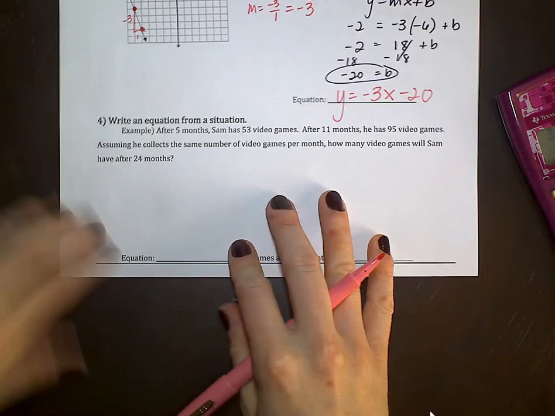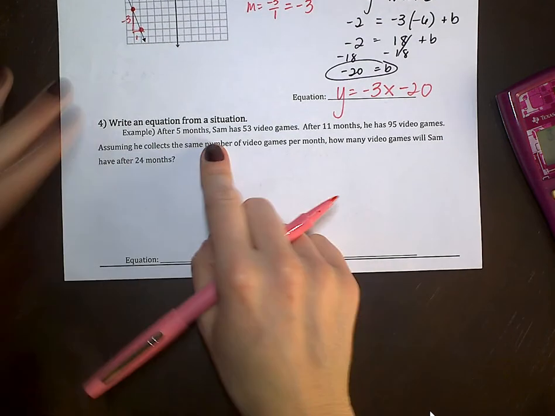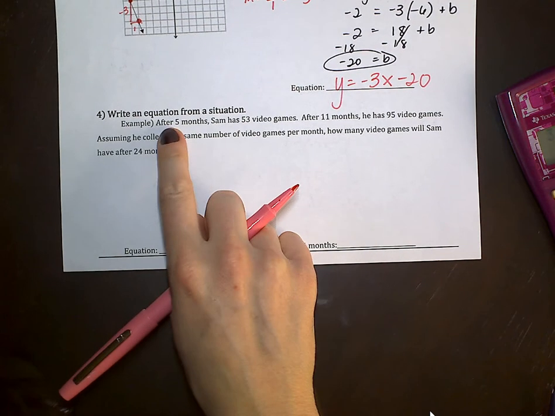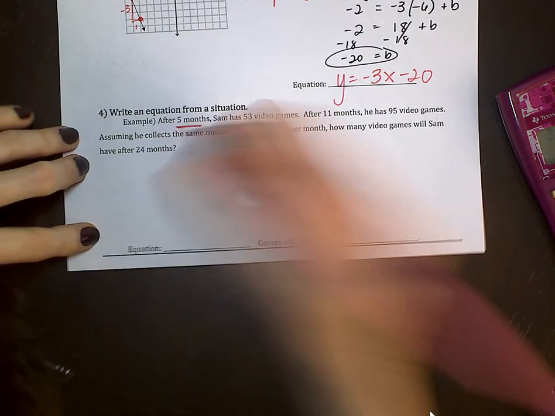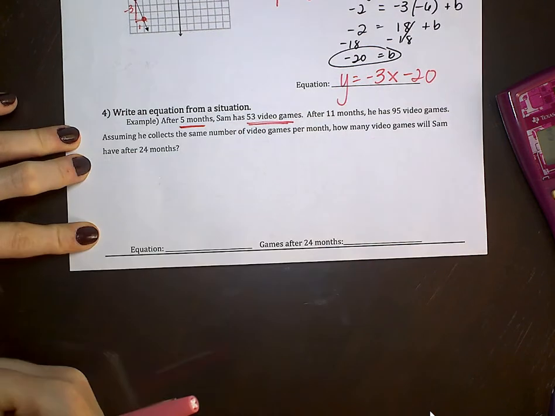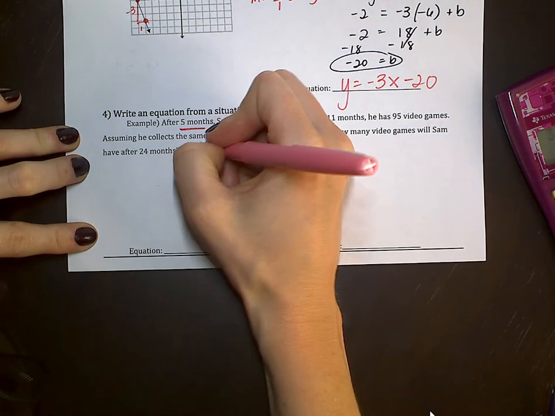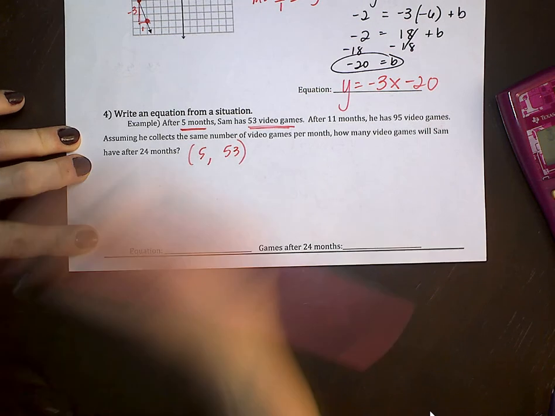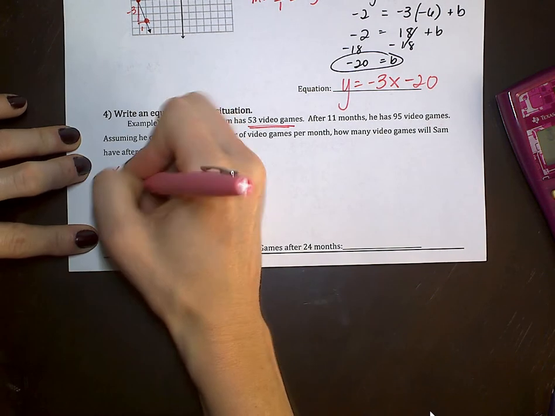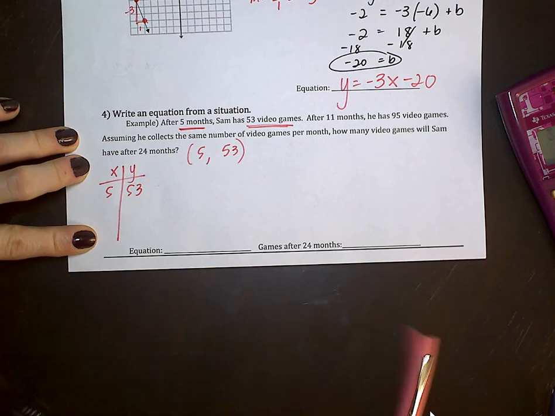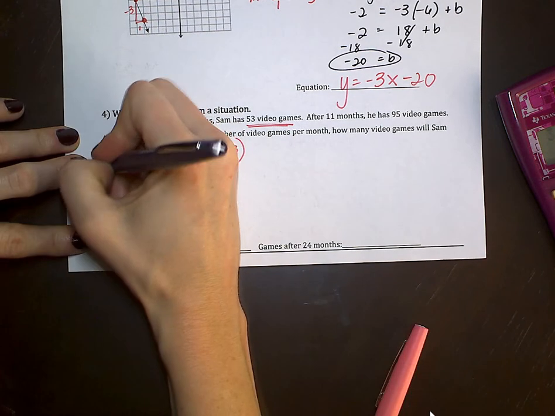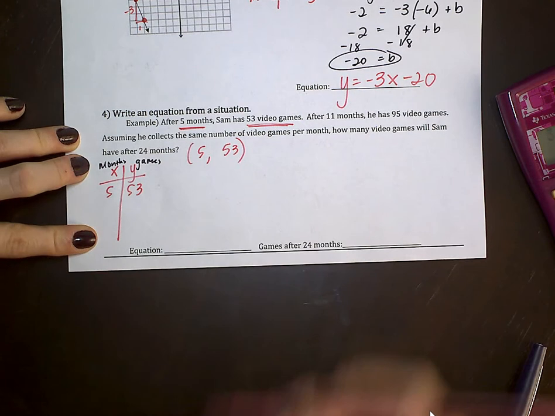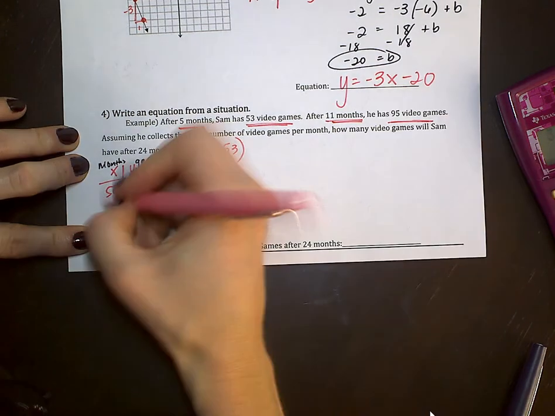Yay, last one. All right, so let's see. We've seen situations like this before. Goal's still the same. It says that after 5 months, Sam has 53 video games. Realize you can make an ordered pair out of that: 5 months, 53 video games. I could also organize this into a table. Time is always independent, so in this case, that's the months and games. And then after 11 months, he has 95 video games.